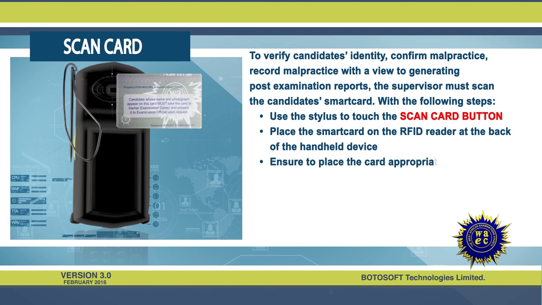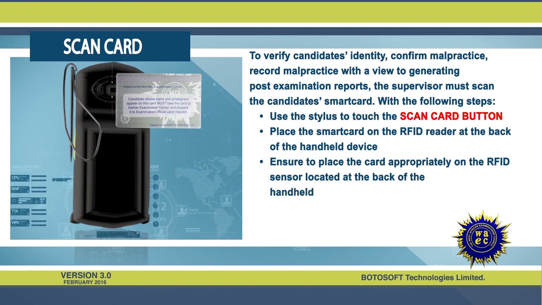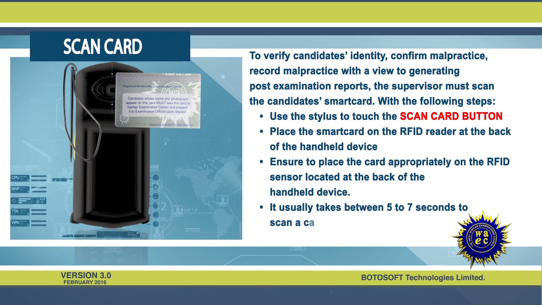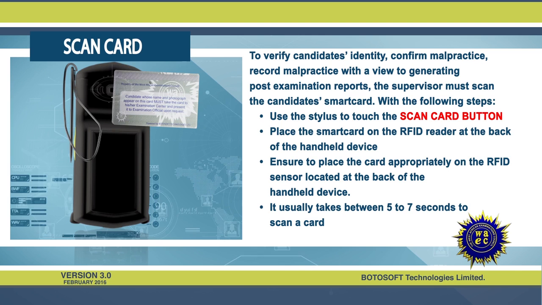Place the smart card on the RFID reader at the back of the handheld device. Ensure to place the card appropriately on the RFID sensor located at the back of the handheld device. It usually takes between 5 to 7 seconds to scan a card.